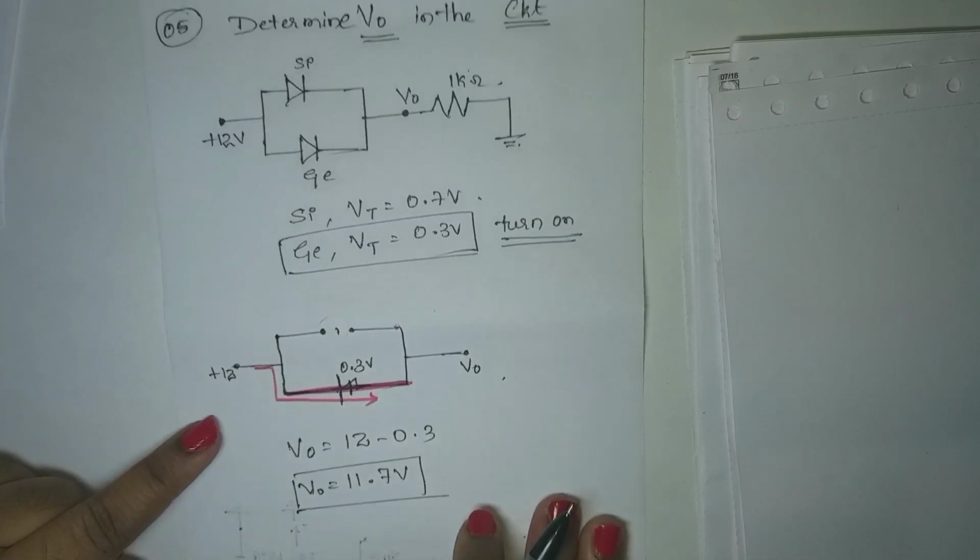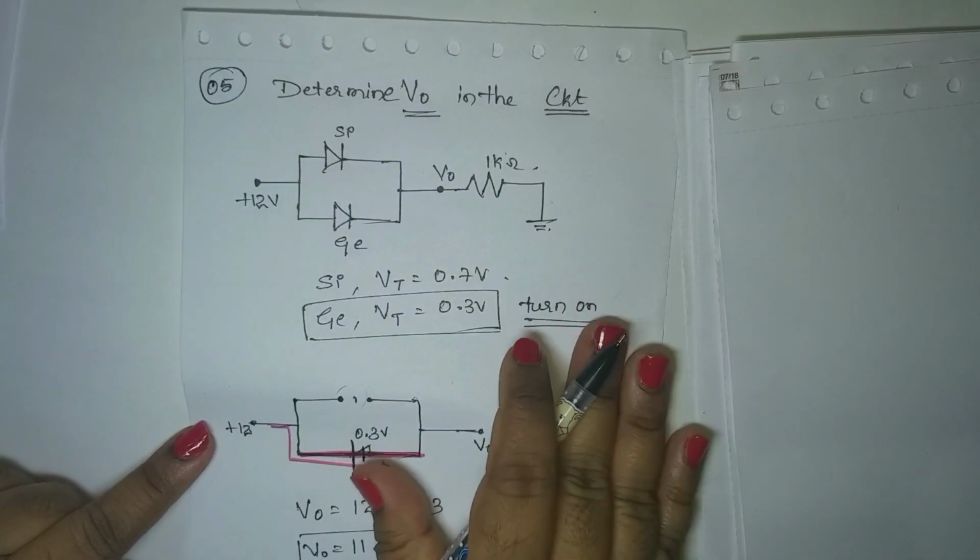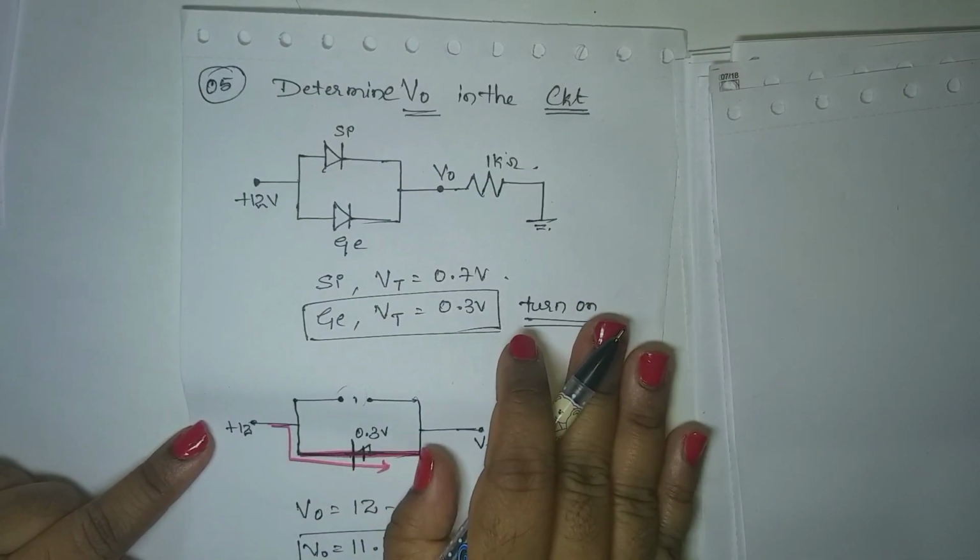Okay, so this is how you find the value of V naught. Clear with this?